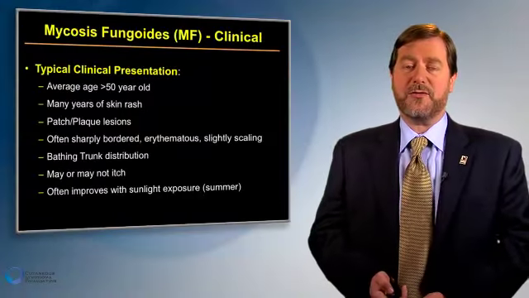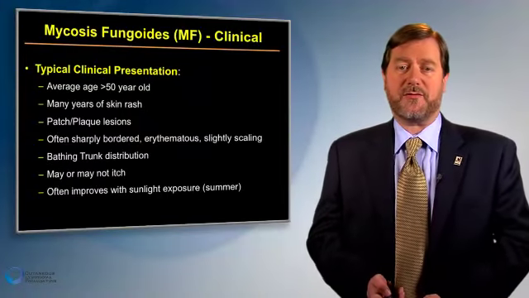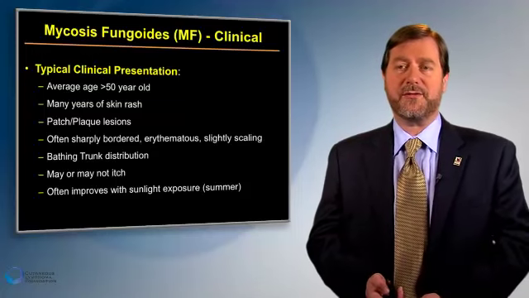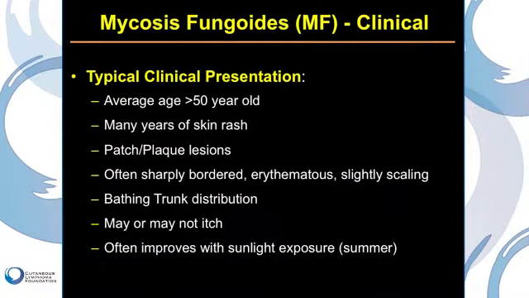How about then mycosis fungoides? How do we make a diagnosis? From a clinical standpoint, the typical presentation is at an average age of 50 years or older, often with many years of skin rash, whether diagnosed with skin biopsies or not. Frequently, the skin lesions are in the form of what we call patch or plaque. Patches are flat, red, and scaly spots, and plaques are thicker and have some feeling to them.